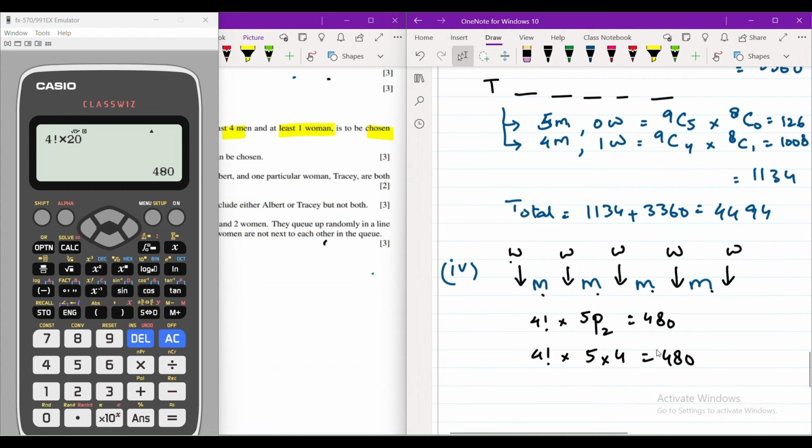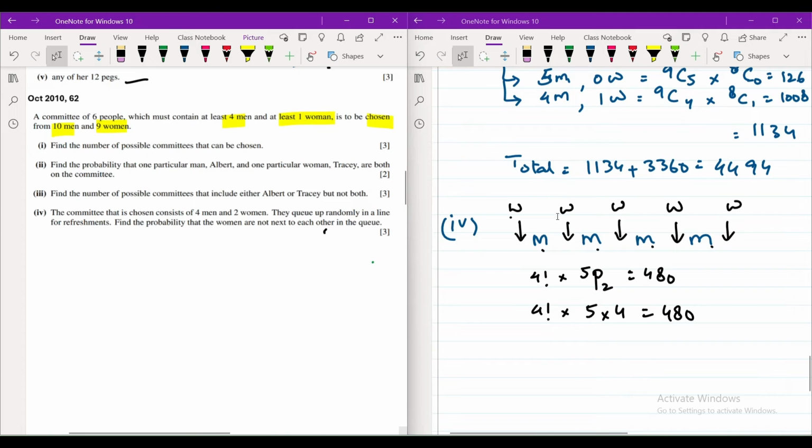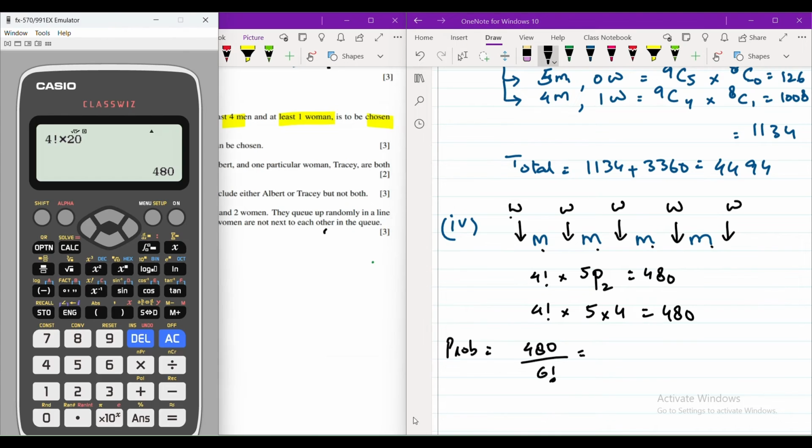Now this is the number of arrangements where this happens, right? So we need the probability of this, right? We will divide it by simply 6 factorial because we are just talking about the probability over here. 6 factorial means all the possible arrangements. So 480 divided by 6 factorial, that is 2 by 3.